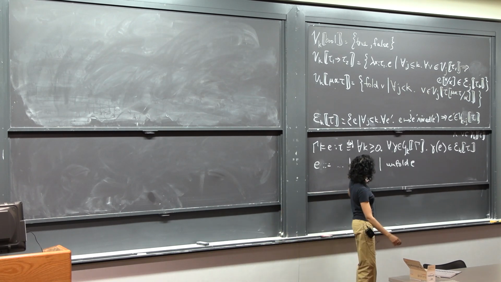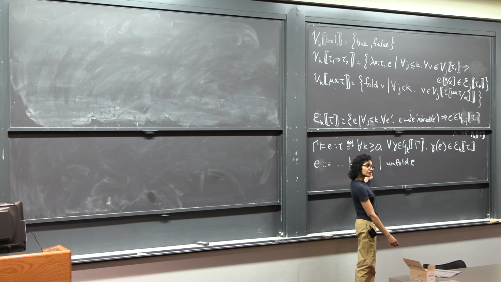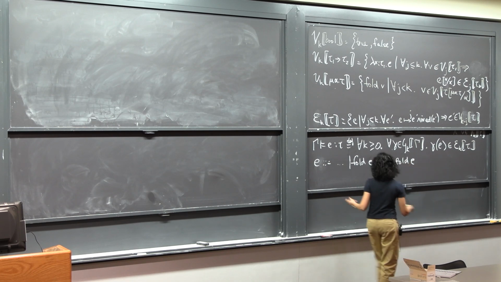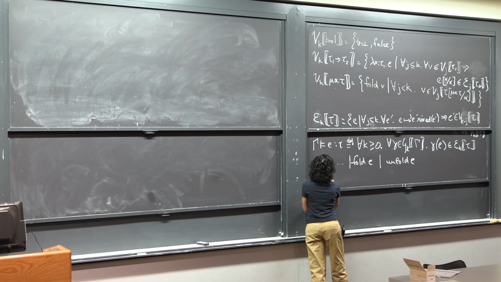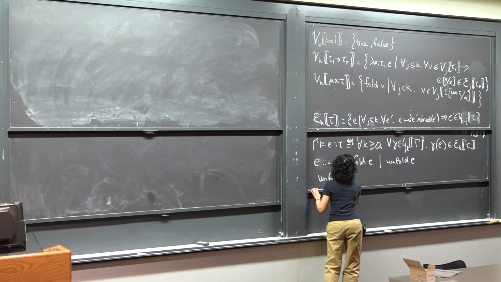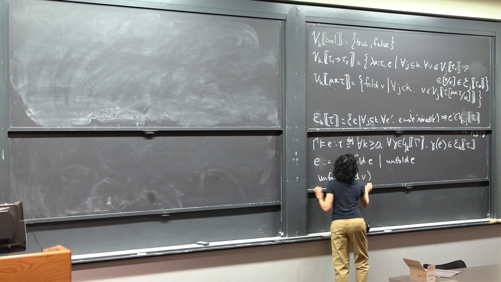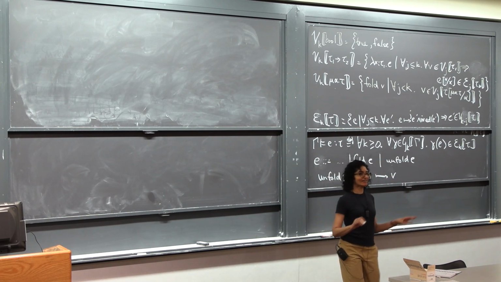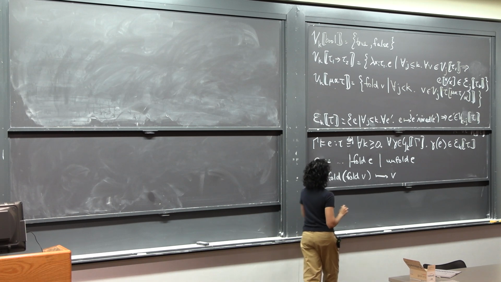The basic idea is that you always evaluate the E down to a value. Fold V is a value form. When you have an unfold E, you evaluate the E down to a value. And then the interesting reduction rule is this one: unfold of a fold of V steps to a V. I'm not putting the rest of it up. It's in your notes, hopefully, from yesterday.